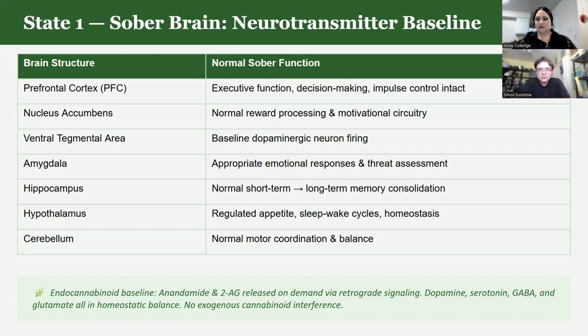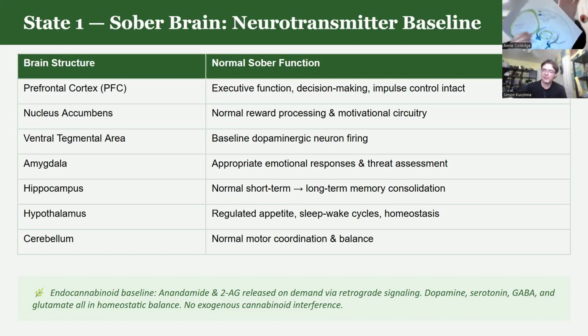The hippocampus is consolidating memories. The amygdala is responding to threats, not amplified ones. Appetite and sleep are regulated by the hypothalamus in healthy rhythms. Anandamide and 2-AG are being released on demand, and dopamine is at its baseline, so GABA and glutamate are balanced.